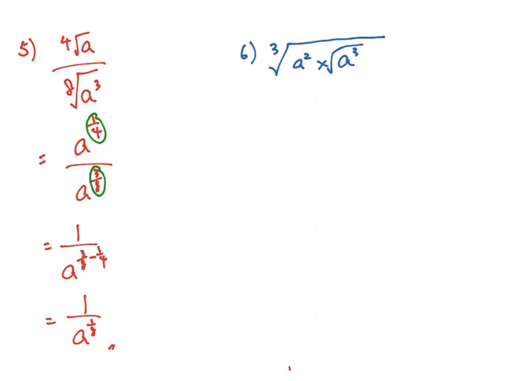But if you don't know which one is bigger, you can do like this. Use the upper one minus the lower one first. That means 1 over 4 minus 3 over 8. Then you can get negative 1 over 8. If you see a negative index, that means it becomes 1 over a to the power 1 over 8.